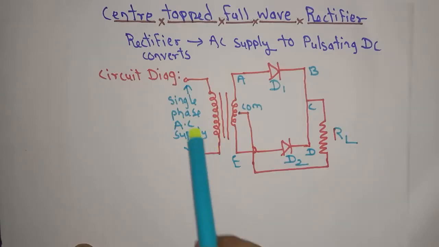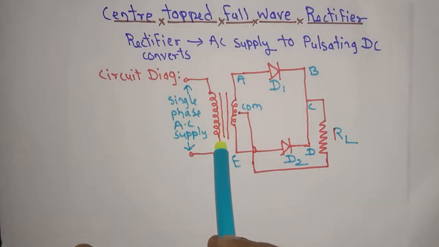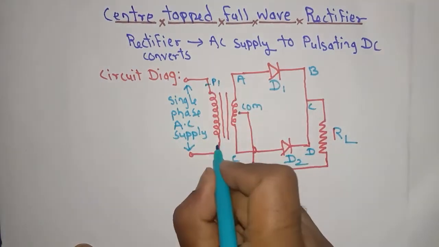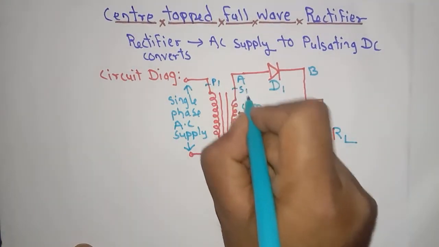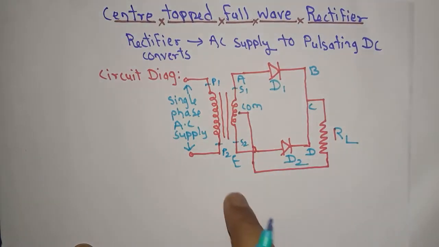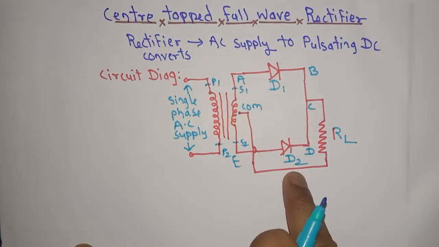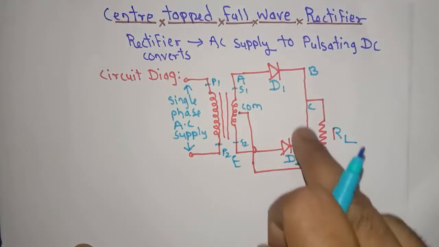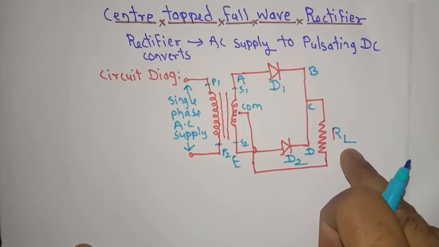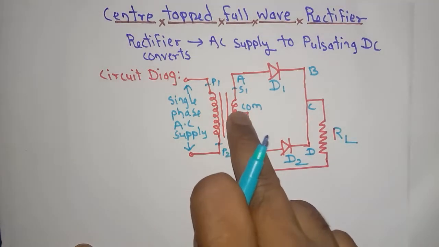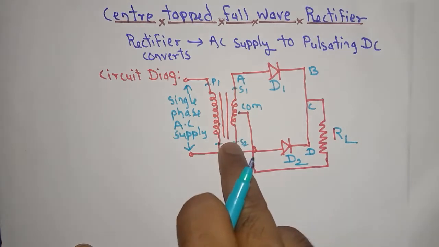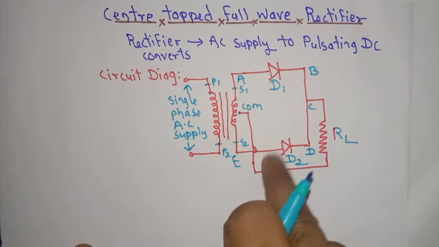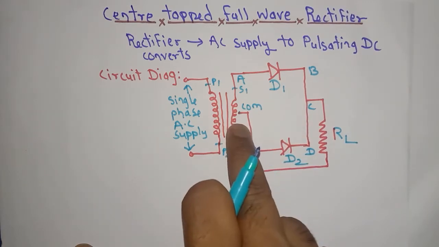Here a single phase AC supply is applied to the primary terminals of transformer. These are the primary terminals of transformer, and secondary terminal of transformer is connected to diode D1 and D2, and the combination from the cathode of diode D1 and diode D2 is connected to load resistance RL, which is connected back to the common terminal. Here the transformer which is used is a center tap step down transformer. It is converting high voltage to low voltage with a center tap.